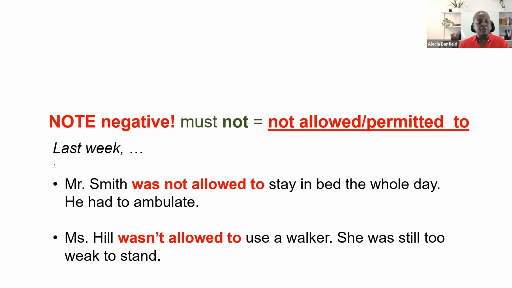So for example, last week, Mr. Smith was not allowed to stay in bed the whole day. He had to ambulate. You can also say Mr. Smith was not permitted to stay in bed the whole day. He had to ambulate. Ms. Hill, this is last week still, Ms. Hill wasn't allowed to use a walker. She was still too weak to stand.